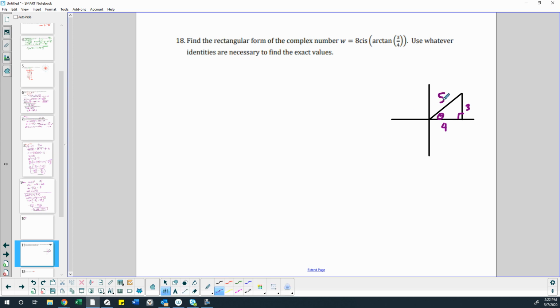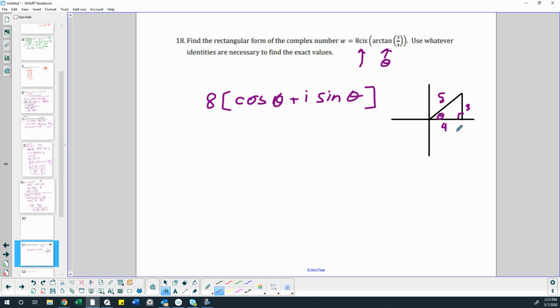So that is 5. Okay, so normally this would be an angle. So this is representing an angle, which we have represented in this picture. So CIS we know represents the cosine plus I sine. So cosine of theta in this picture plus I times the sine of theta represented in this picture.